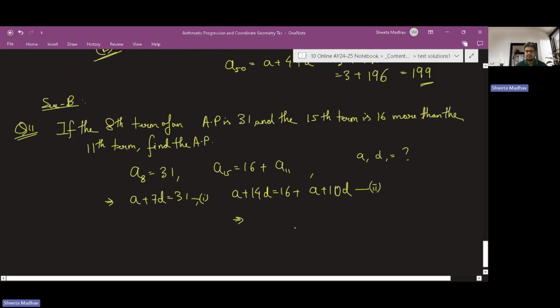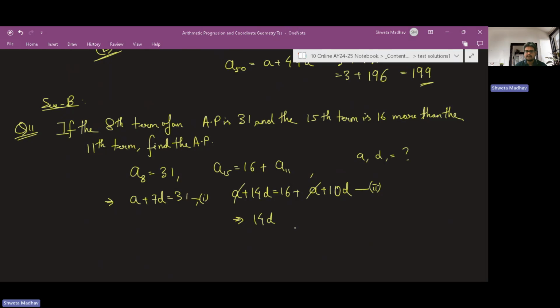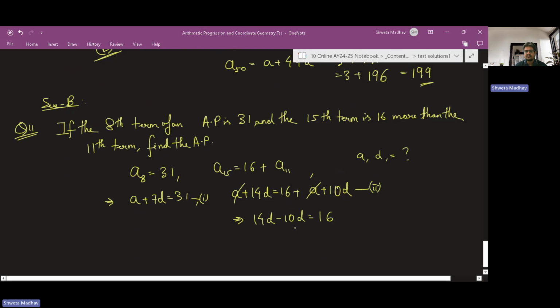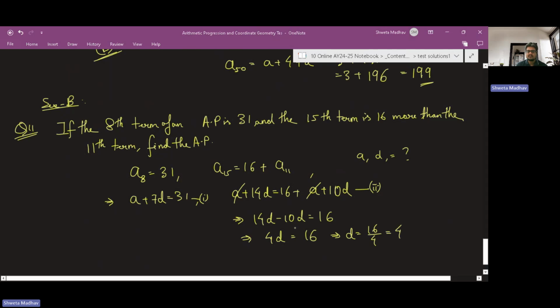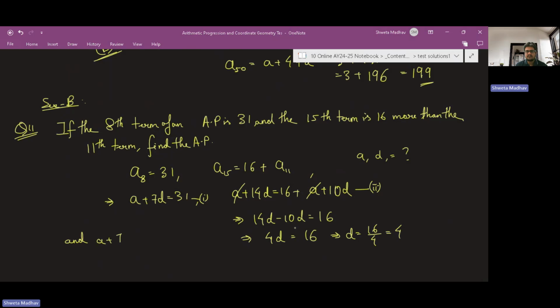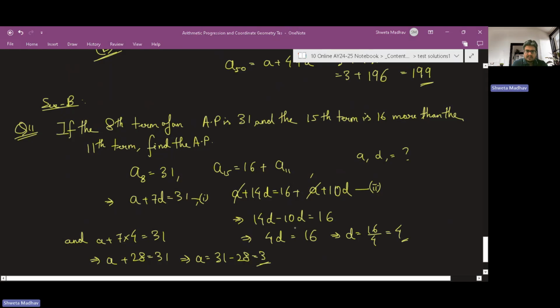So if we simplify the second equation, a and a will get cancelled. So 14d minus 10d is equal to 16. So I can say that 4d is equal to 16. So obviously d will be equal to 16 by 4, that is 4. So d is 4. And for the first term, a plus 7 into 4 is equal to 31. And a plus 28 is equal to 31. So it means that a will be equal to 31 minus 28, that is 3. a is 3 and d is 4.